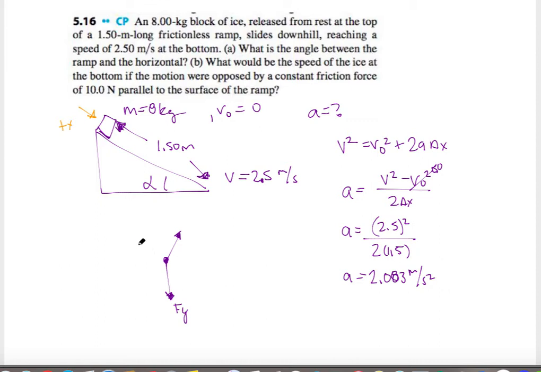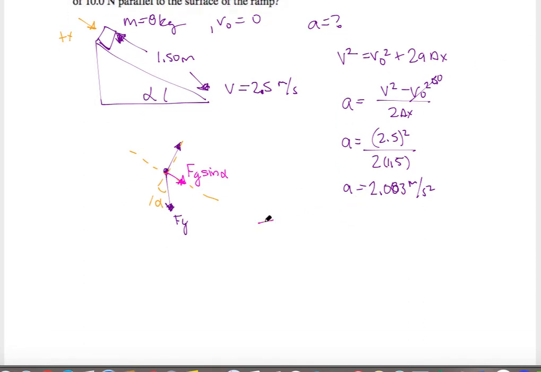So what this means is, if my axes are tilted as such, where this angle right here would be alpha, then the only component that is accelerating me is going to be the force of gravity component in this direction. So this is going to be Fg times the sine of alpha. So what that means from a standpoint of net forces is that the sum of forces in this x direction is just going to be Fg times the sine of alpha, which will be equal to m times a.